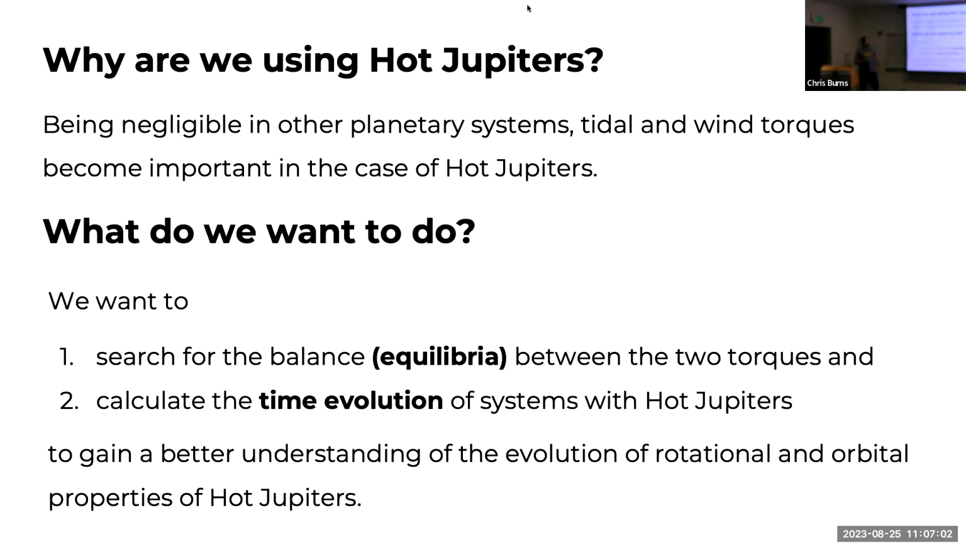So why are we using them? Being negligible in other planetary systems, these two torques, the tidal and the wind torque, become important in the case of hot Jupiters. And what do we want to do? We want to first search for a balance between them, equilibria points, and then calculate the time evolution of systems with hot Jupiters with different initial conditions to reach these equilibria, to gain a better understanding of the evolution of rotational and orbital properties.